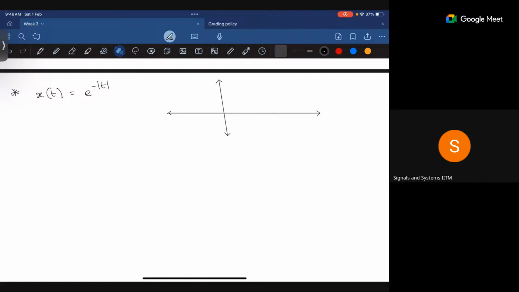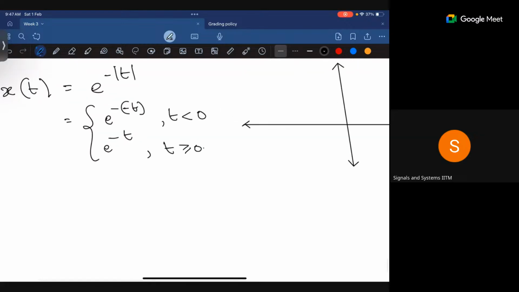If you have modulus inside it, just try to remove that modulus. How does it look? If t is less than 0, then the signal will be e to the power t. And if t is greater than 0, then it will be e to the power minus t. Correct. That's it. So if you write it explicitly, it will be e power minus of minus t when t is less than 0, and e power minus t when t is greater than or equal to 0.